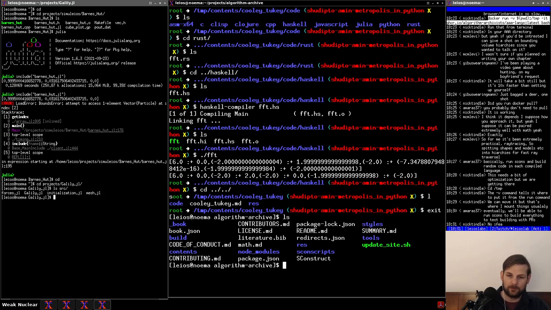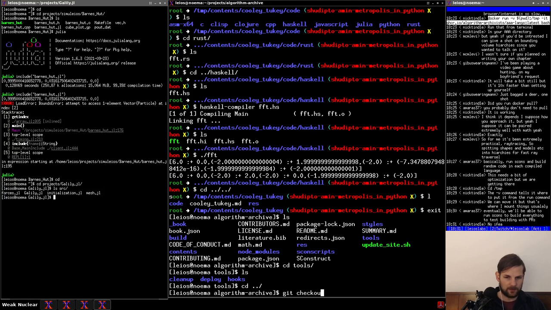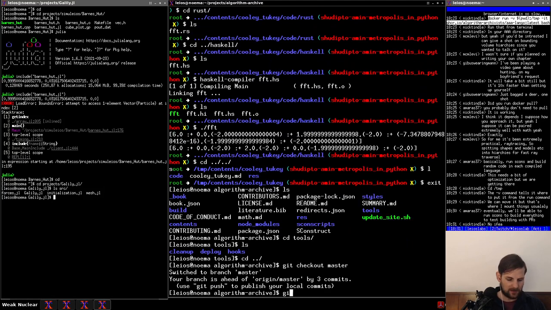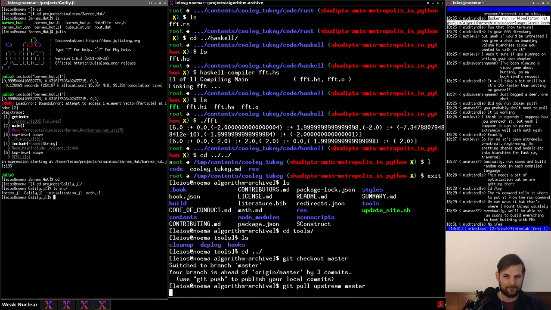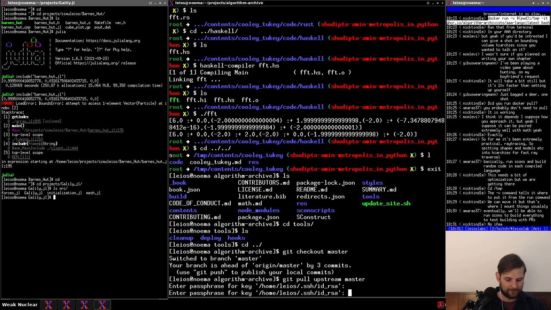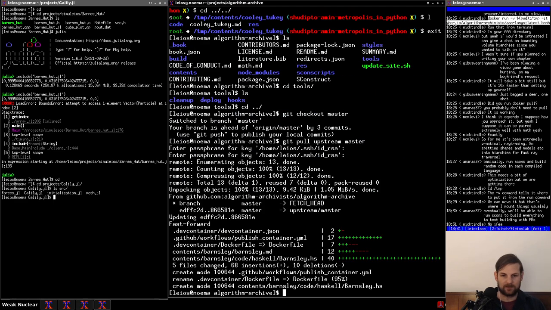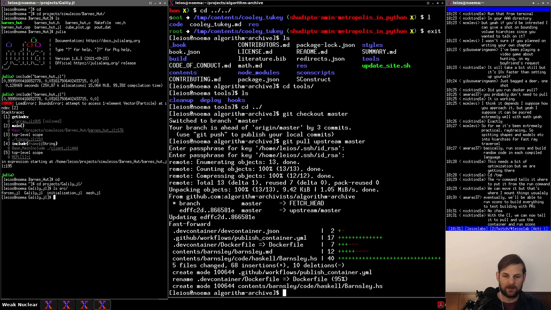But we still have the old Docker build, right? Anyway, good. It's perfectly fine. CD tools. Where's the other Docker that I built before? Git checkout master. We haven't changed it to main yet. Git pull upstream master. One second. Okay, good. So we have that down. We've got the Dockerfile. Oh, there it is right there.